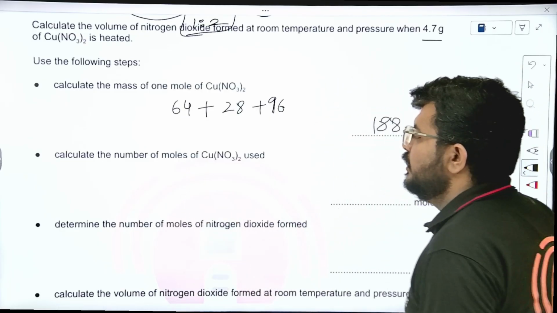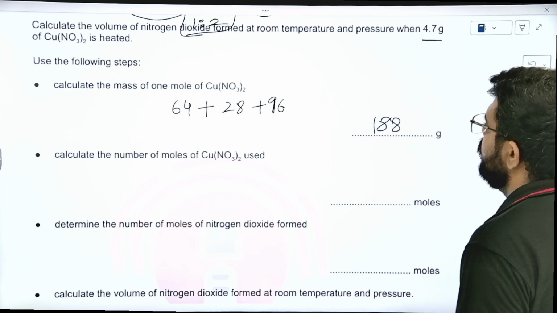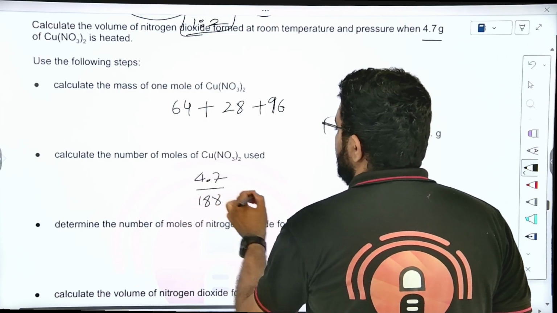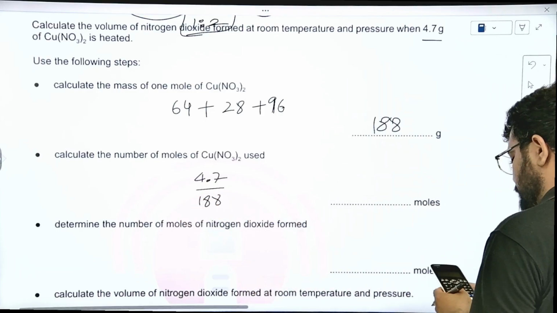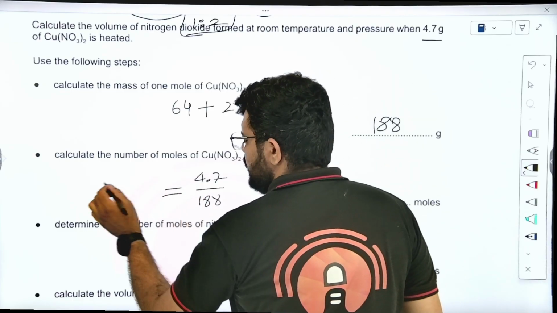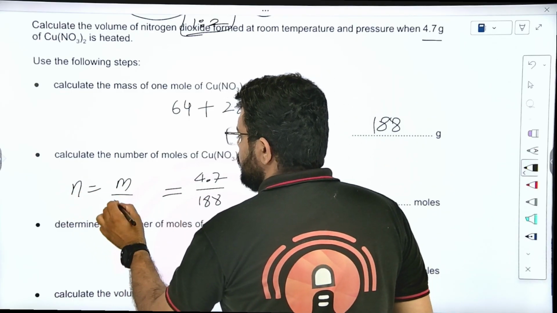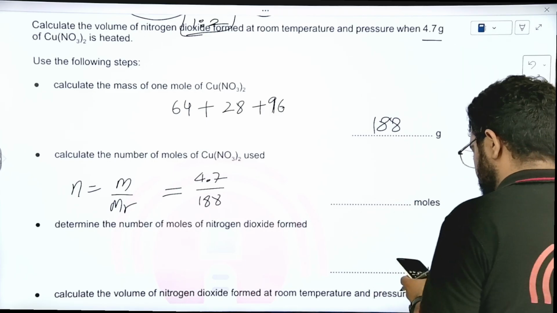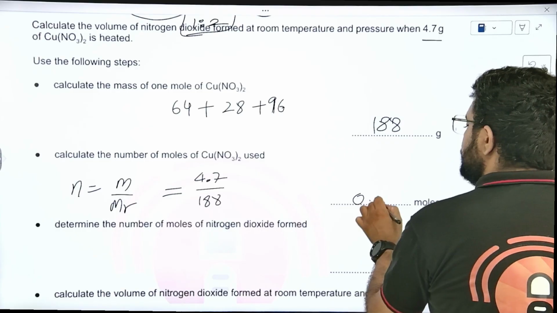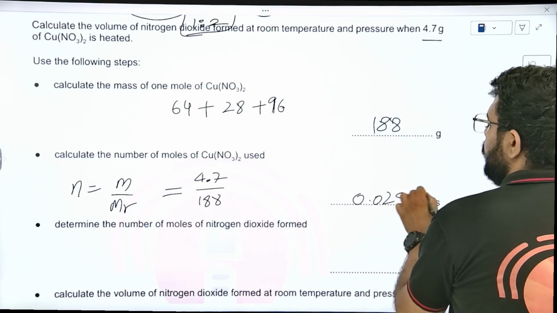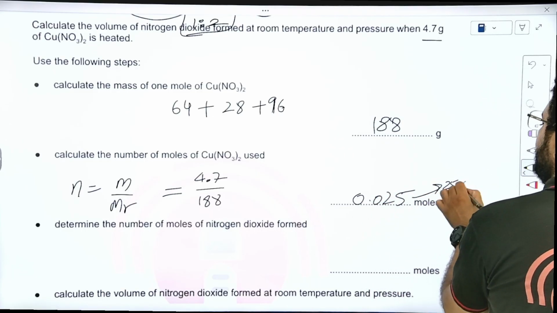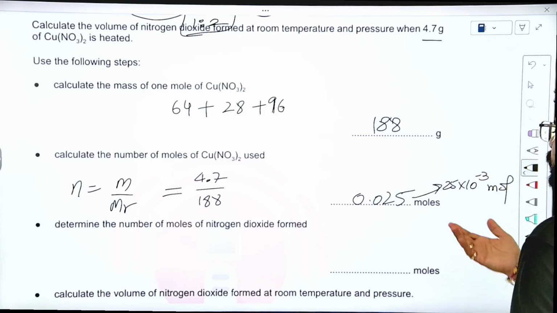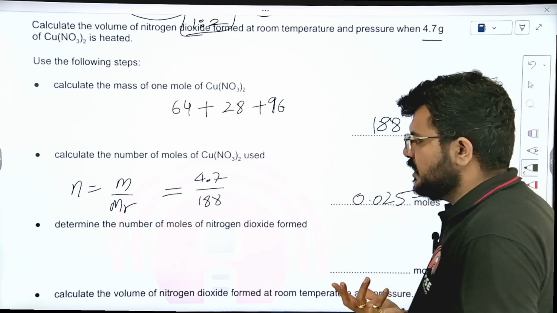So we have to calculate the number of moles of Cu(NO3)2 used, NO3 twice, so we have 4.7 divided by 188. The formula that I am using is n is equal to m upon Mr. We have just established Mr, measured mass is given to us. This will give me 0.025 moles. Sometimes written as 25 into 10 to the power minus 3 moles. But you can write 0.025. Both the methods are correct.